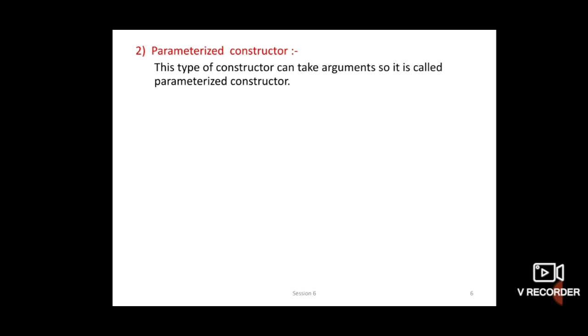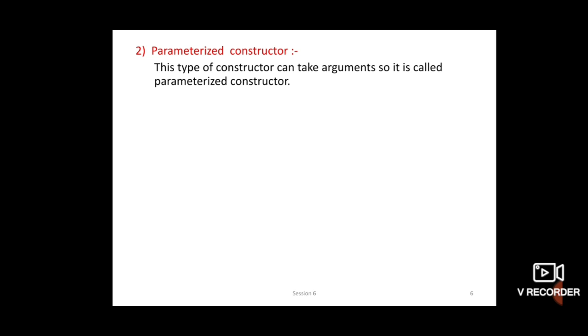Now next is the parameterized constructor. You know parameter. What do you mean by parameter? It is also called variables, also called arguments. Now what do you mean by parameterized constructor? Just now we saw the default constructor. In the default constructor we don't pass any parameters, but in a parameterized constructor you can pass parameters, meaning arguments or variables. So this type of constructor can take arguments, so it is called a parameterized constructor.